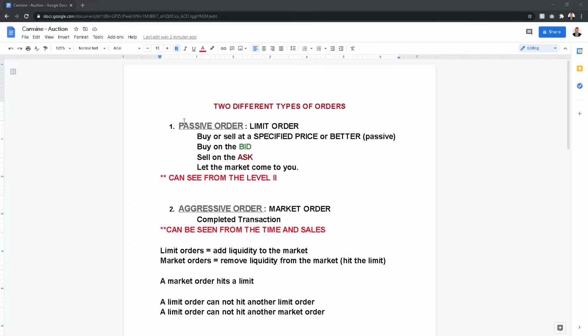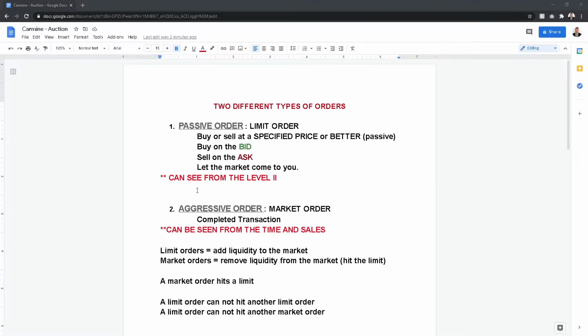The first one is a passive order, and this is something we call a limit order. If we put a limit order on the market, it's seen through the order book and it's only seen from the level 2. If I want to buy something at a specified price or better, I'm a passive participant in the market. I'm putting a limit order to buy on the bid, or if I want to sell something, I'm putting a limit order on the ask.